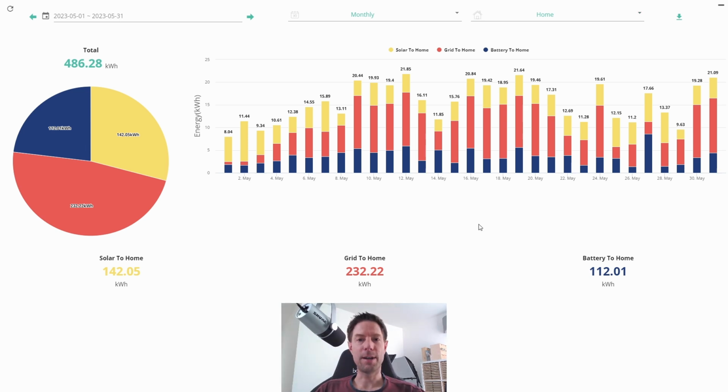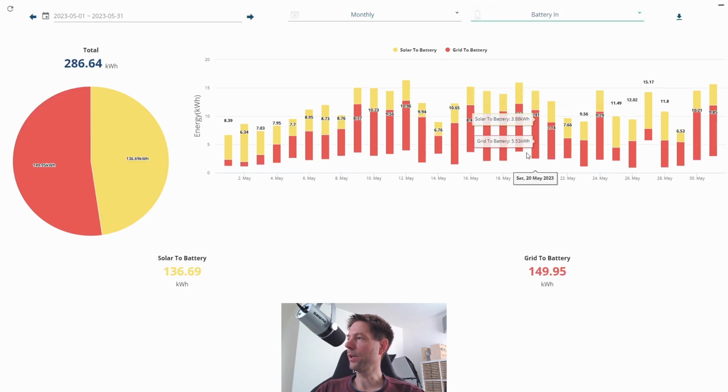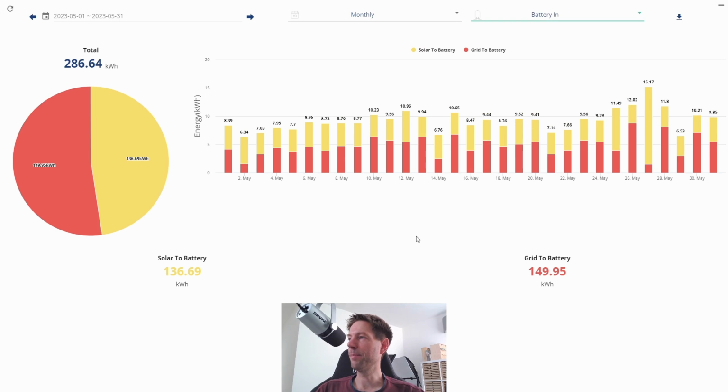But for now, let's have a look at a couple of the other tabs you get access to with the GivEnergy system. If I go up here, I can also see what we imported into the battery from both solar and the grid. All of the red stuff here is what we charged up the battery overnight, and the rest of it is the solar.